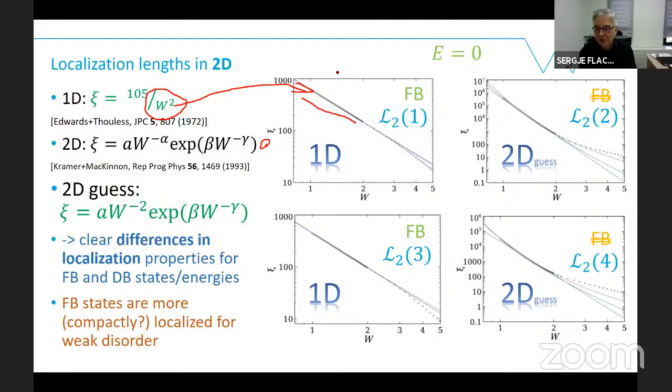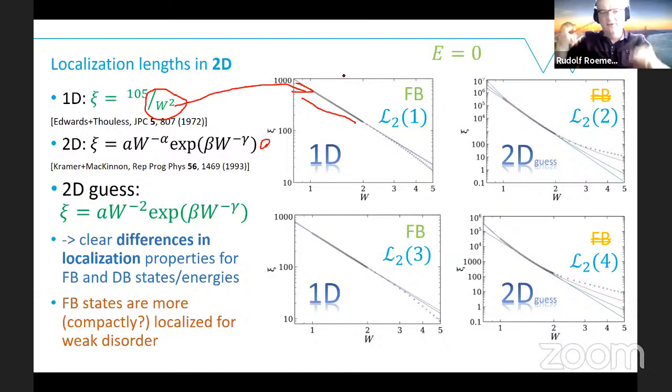That's more a question to you and the experts from localization theory. The Cauchy distribution was a long time ago used in 1D systems to explicitly derive the 1/W divergence for the localization lengths. My question then is, was anything similar or comparable done for a 2D system? Because maybe this 1/W squared is not related to 1D, but it's related to Cauchy, to diverging variances.